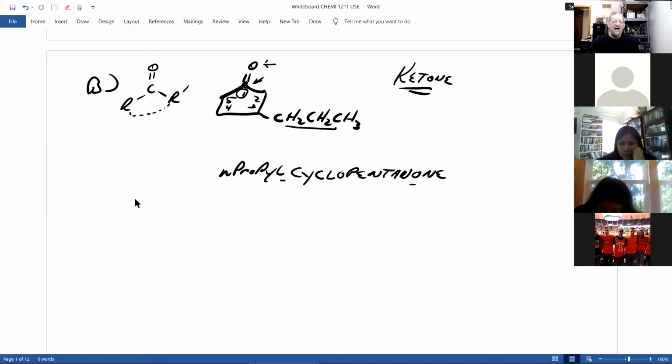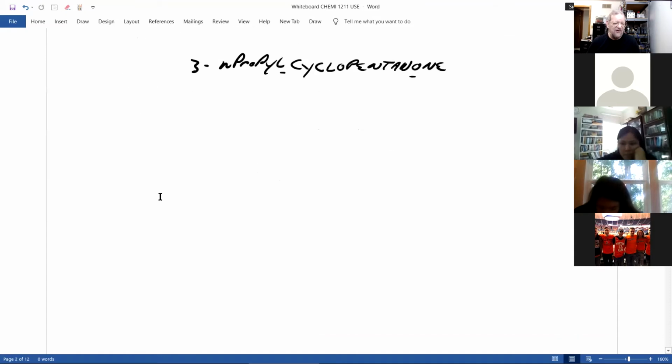And you count clockwise or counterclockwise to give the substituents the lowest number. Going clockwise, that's on carbon 3. So that's 3-N-propylcyclopentanone. Now, as I said, there are 2 types of nomenclature question. They are skills you should have as an organic chemist.